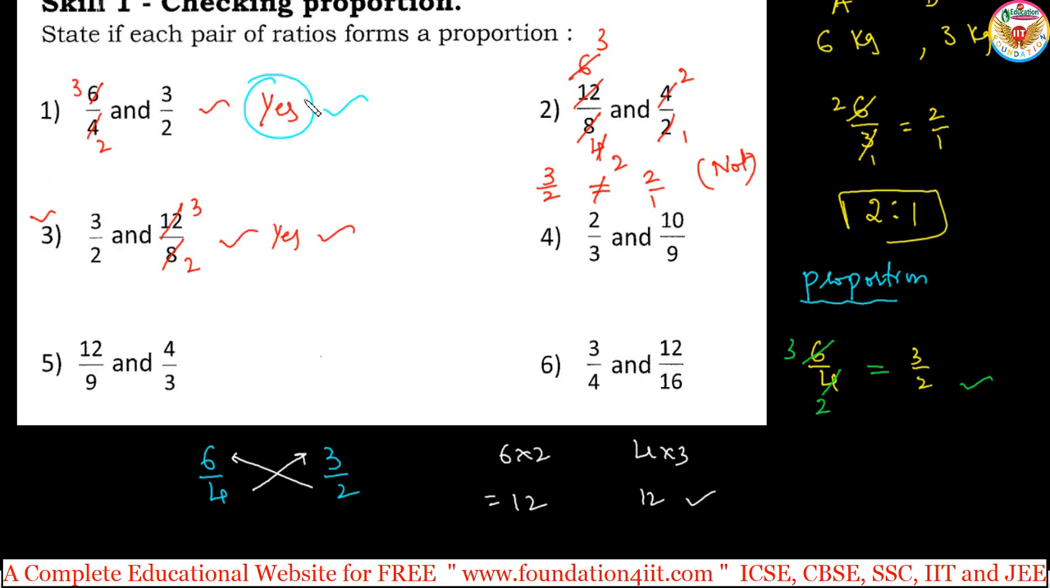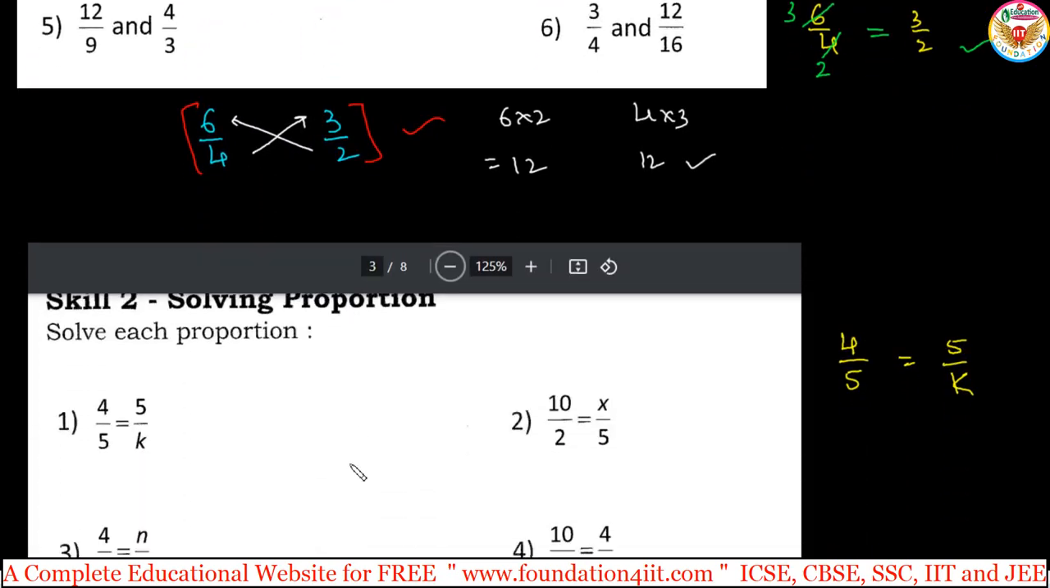If you are unable to simplify and want to do it in a simple way, just multiply the first fraction numerator into the second fraction denominator, and the first fraction denominator into the second fraction numerator. If you get the same answer, yes, they are in proportion. We got the same, right? That means whenever two ratios are in proportion, cross multiplication already holds. So here also, the same concept.